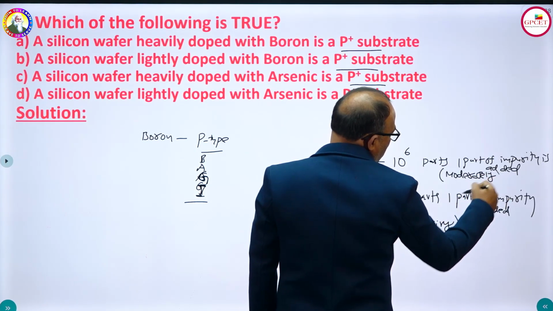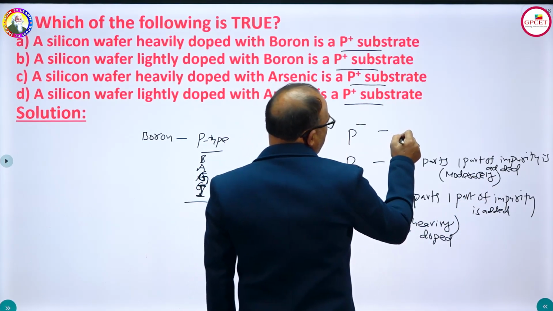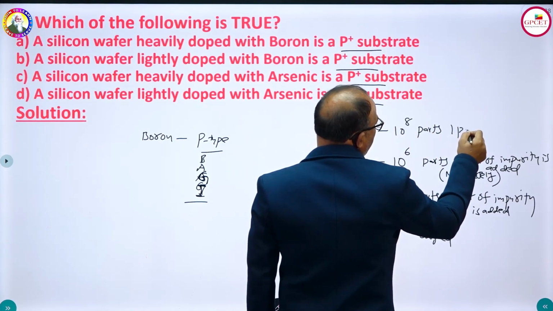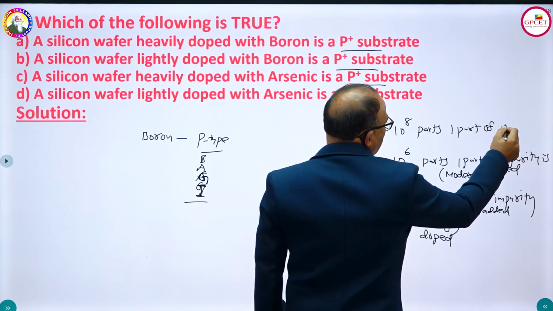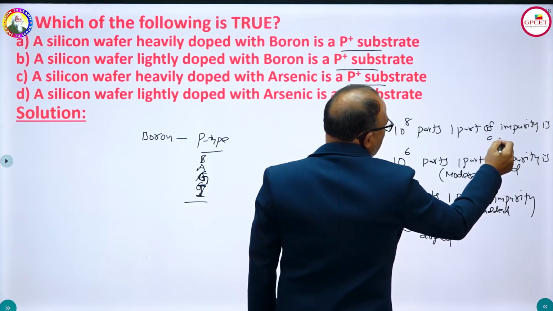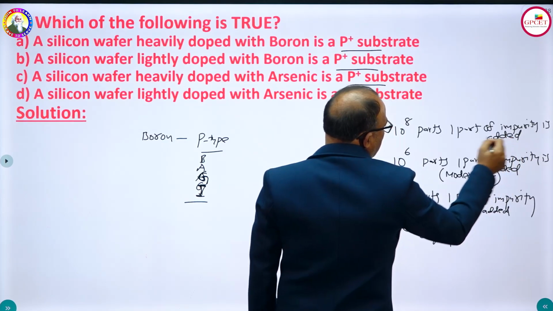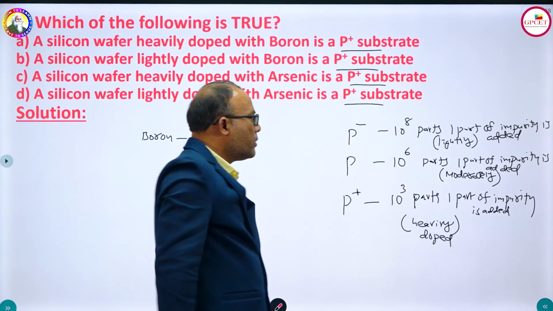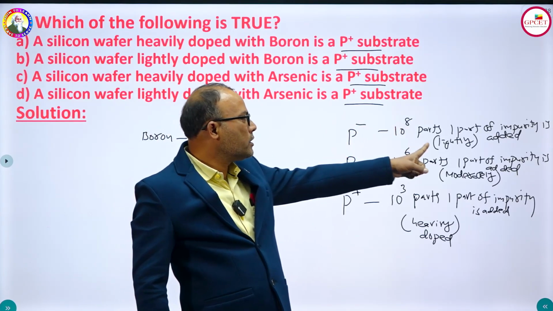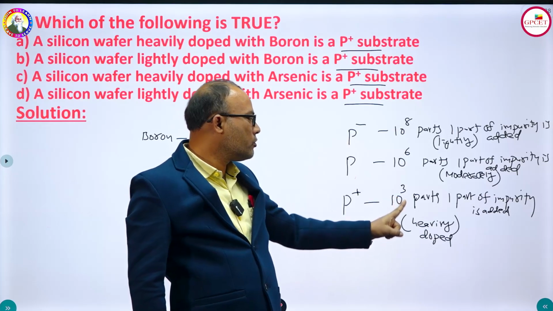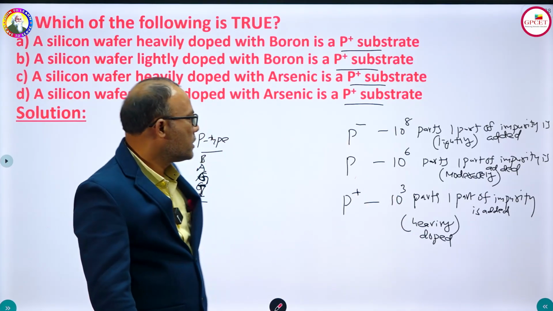And P minus is for every 10 power 8 parts, one part of impurity is added. So this is called a lightly doped semiconductor. So remember, P minus means 10 power 8 parts, lightly doped; P means 10 power 6 parts, moderately doped; P plus means 10 power 3 parts, heavily doped semiconductor.